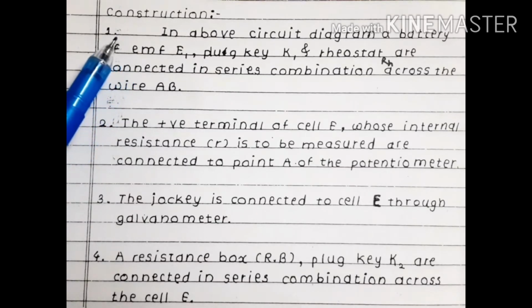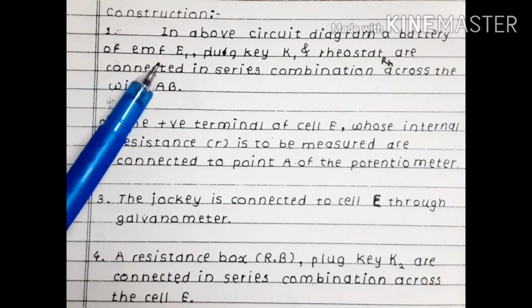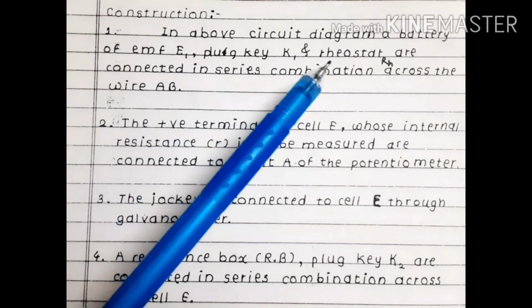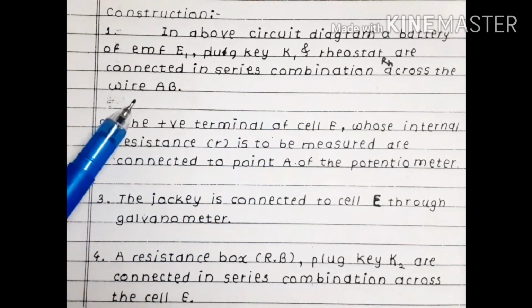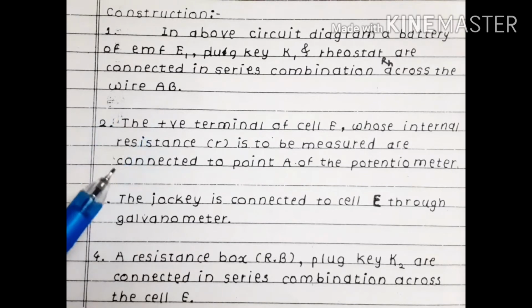These are some points of construction. See the first point. In the above circuit diagram, a battery of EMF E1, plug key K1 and rheostat RH are connected in series combination across the potentiometer wire AB.